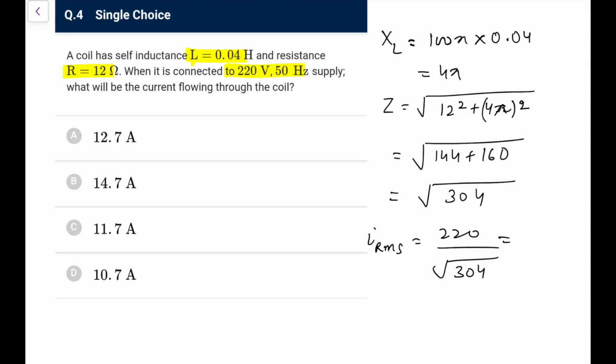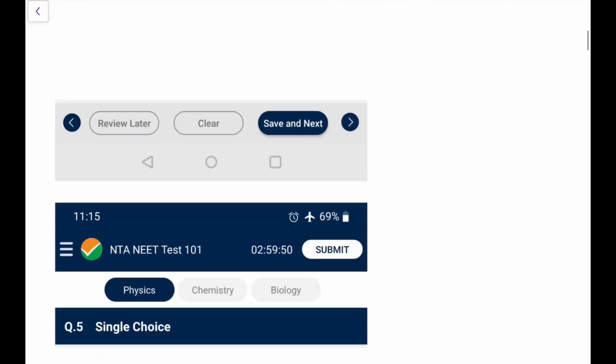And if I divide 220 by 18, that will give me 12 point something. So it would be between 12 and 13, so it would be 12.7 ampere. I can directly go for it without doing the exact calculations.